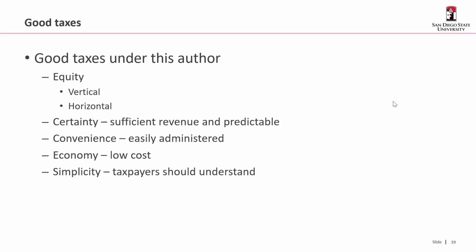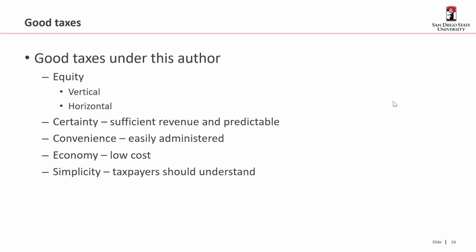And the first one is equity or fairness. And you can break down equity into two pieces, either vertical equity or horizontal equity. Now, horizontal equity is the easier of the two, and it simply means that people that generate the same amount of tax base should pay the same amount of tax. So, for example, if you had taxable income of $100,000 and I had taxable income of $100,000, it would be patently unfair if I paid less in income tax than you did.